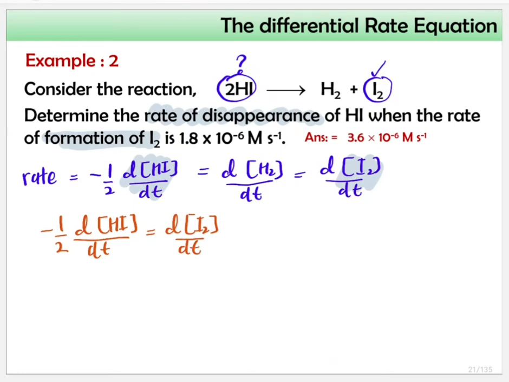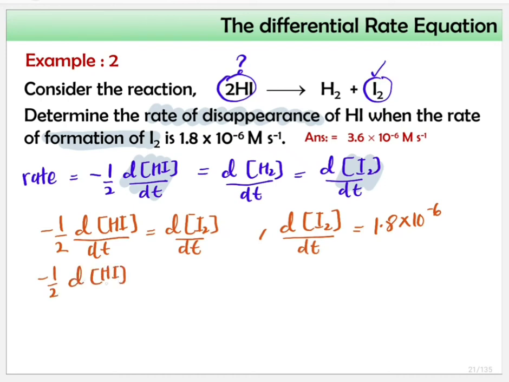So, from the question, kita tahu formation of I2, dI2, this is the rate of formation for I2 equals to 1.8 times 10 to the power of negative 6. Okay, jadi kita boleh substitute value dalam soalan. So, negative 1 over 2 dHI over dt is equals to 1.8 times 10 to the power of negative 6.